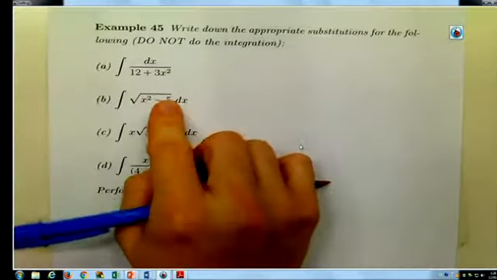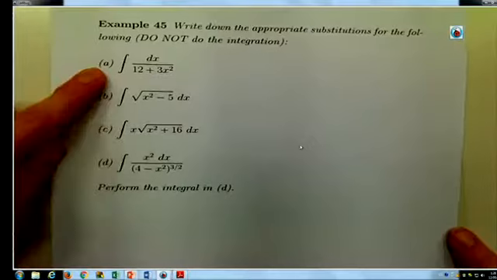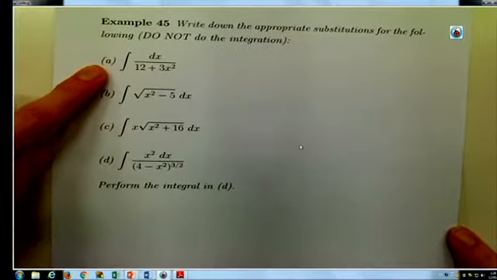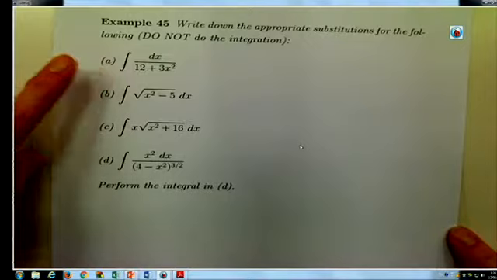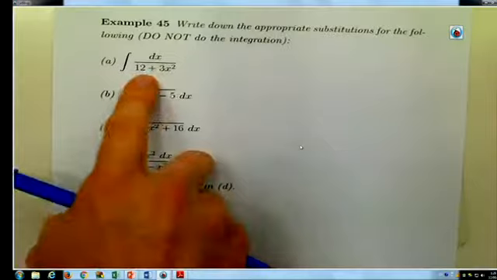Okay, in this example here, all we're going to do is write down the two different substitutions that you could use, and then I'll tell you which one is the easiest, and you can go home, and if you're looking for something exciting to do, you can do that. All right, here's a question here.